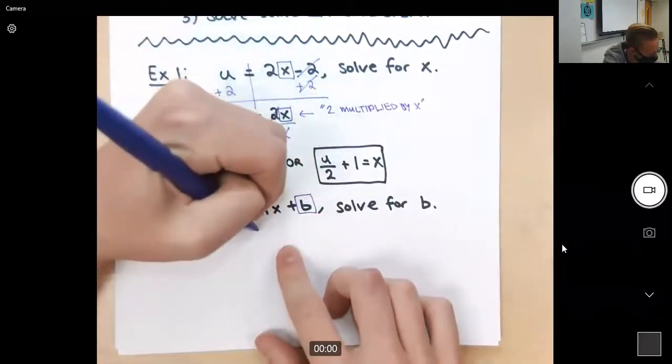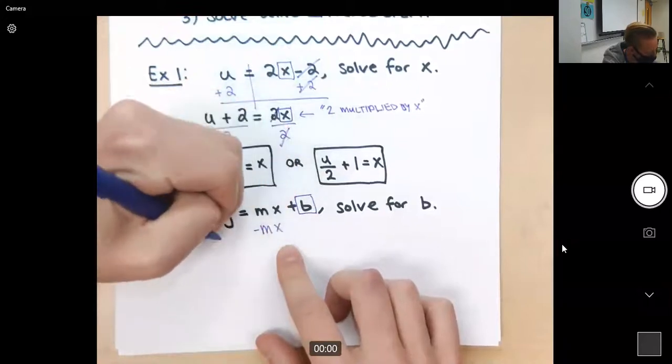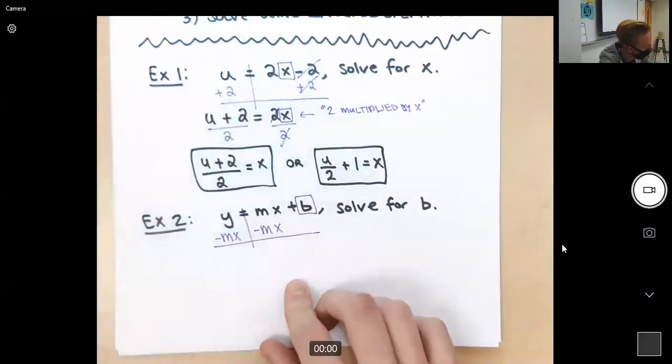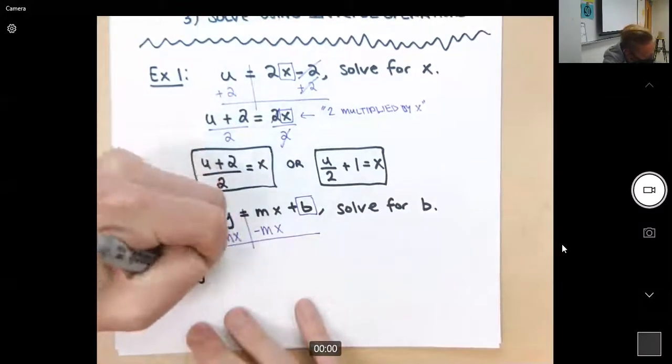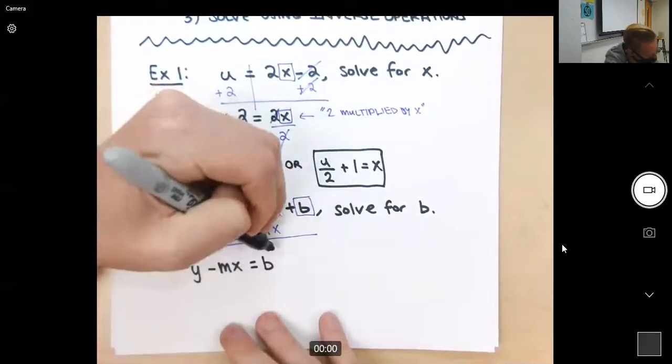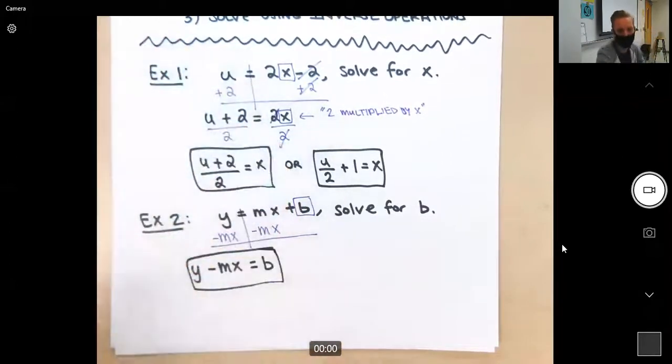So what I'm going to do is subtract mx from both sides. So all I'm going to get is y minus mx is equal to b. It's as simple as that.